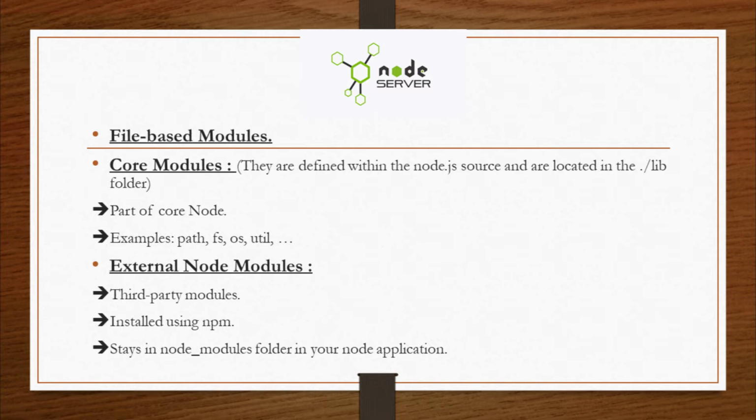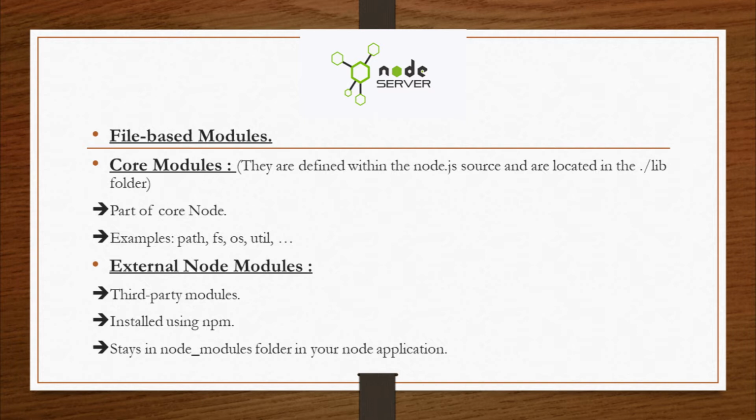Core modules are part of core Node and are defined within the Node.js source and are located in the ./lib folder. These are the modules to deal with the file system, path, operating system, and other fundamental utilities.